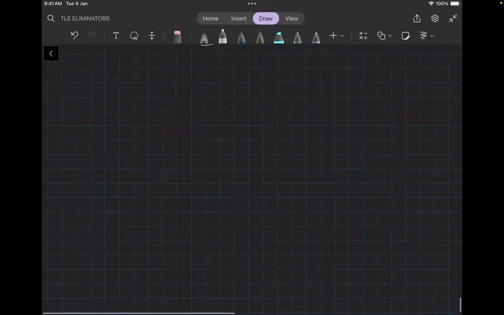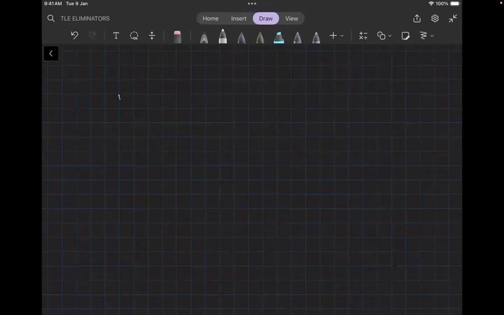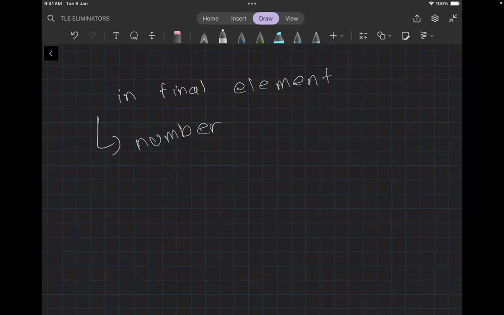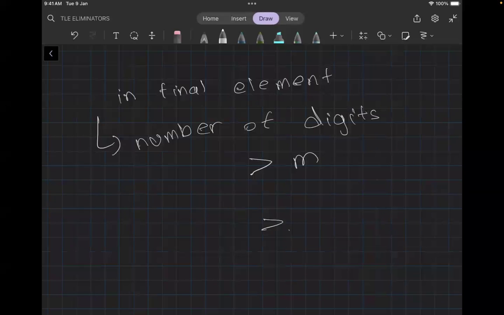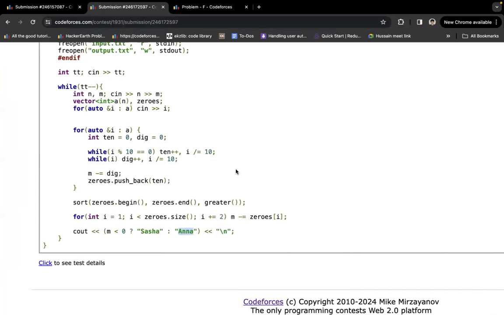I'm checking the same thing in the final element. Number of digits should be greater than m, or greater than or equal to m plus 1. Is this much clear, guys? Tell me.